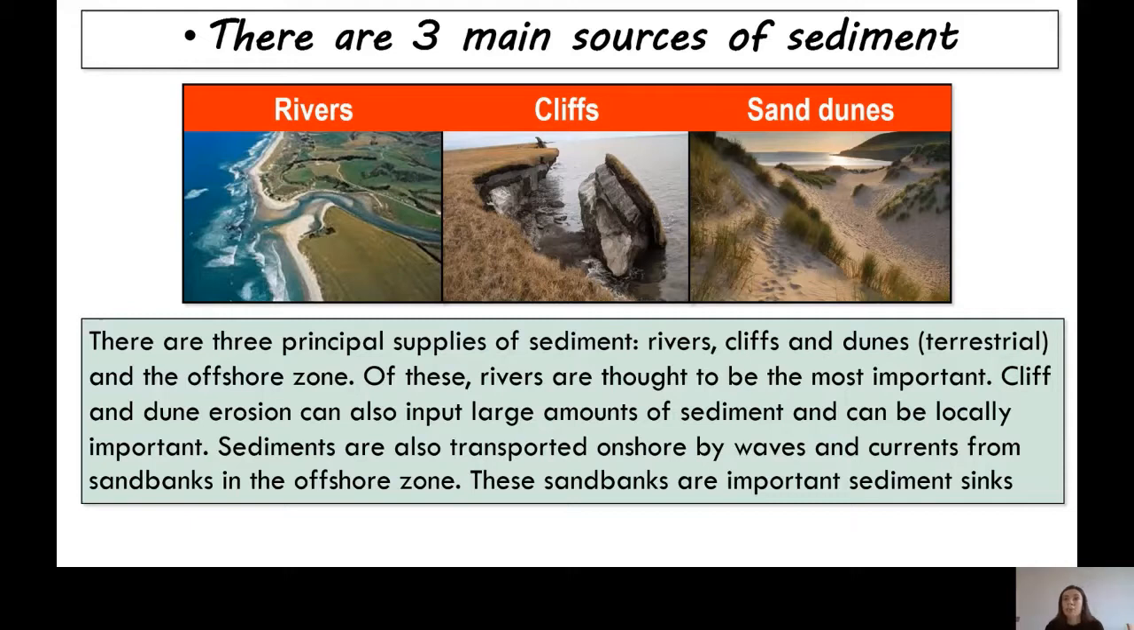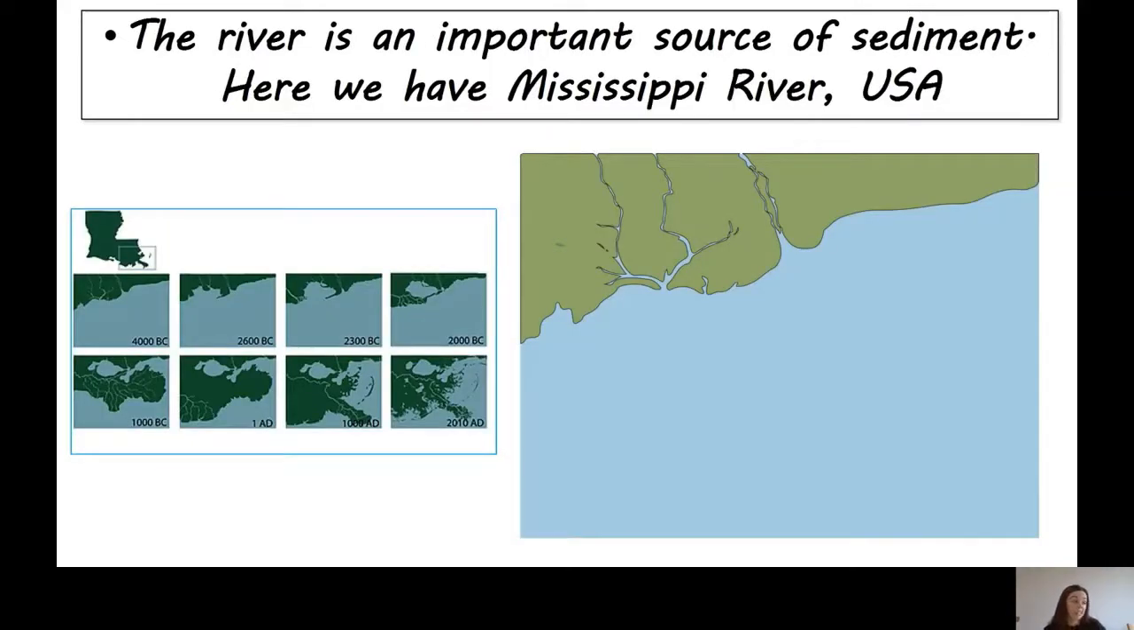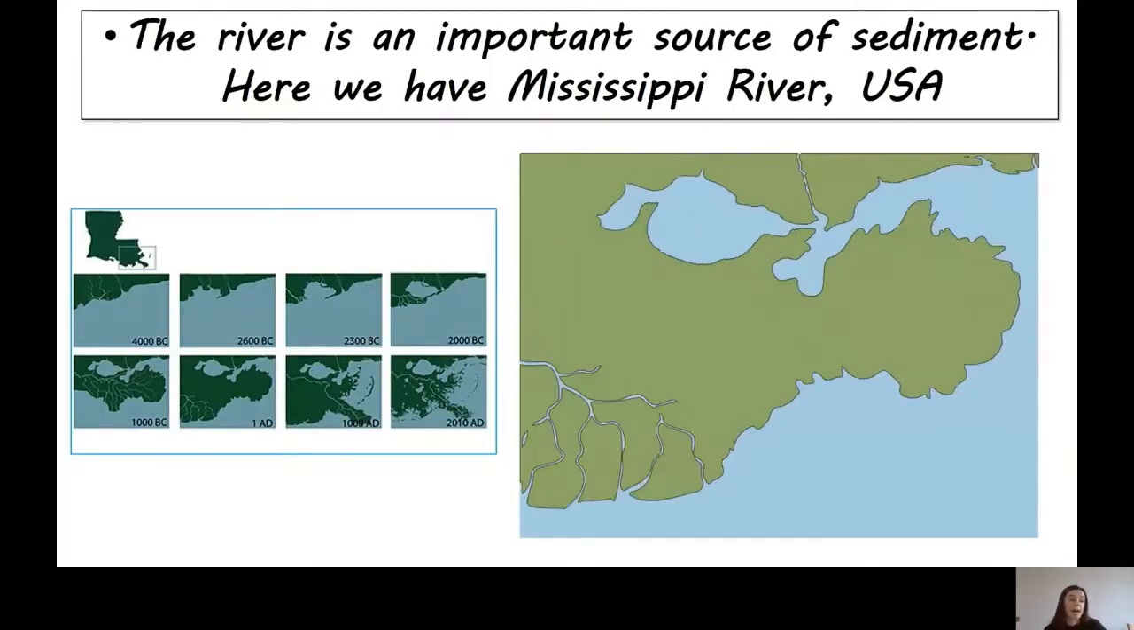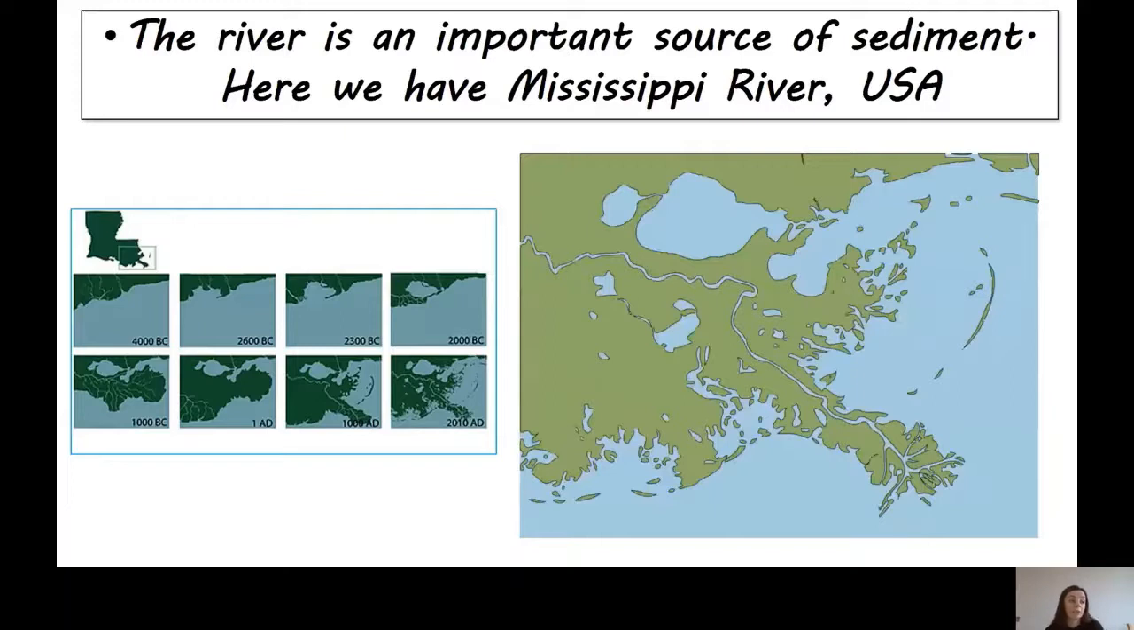Or if we are in Mississippi and you have the Mississippi Delta, well, all that sediment from the river has been deposited there, creating new land. And here we have an image of that. A river with a high sediment load, and over time the accumulation of sediment has created a new delta, new land.